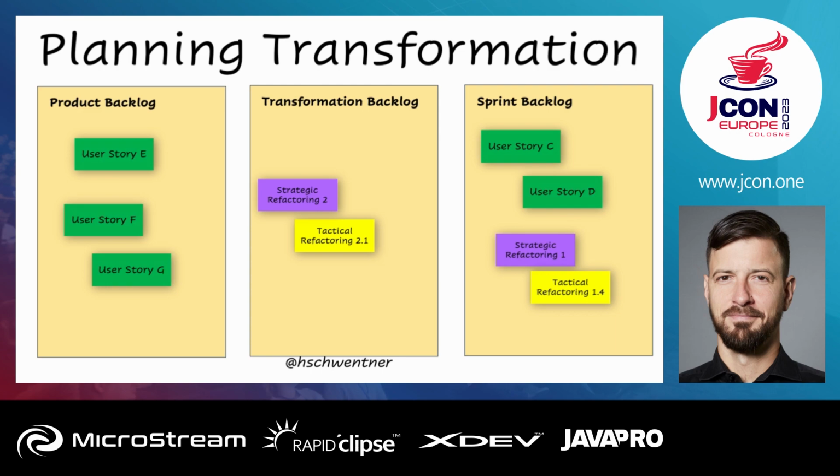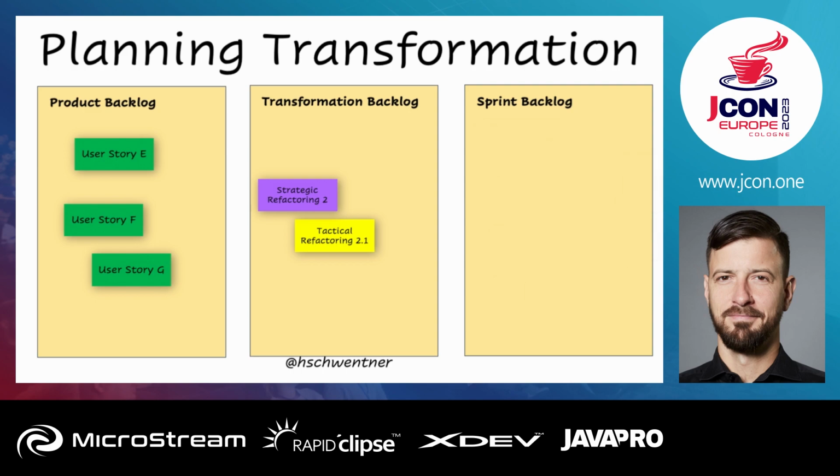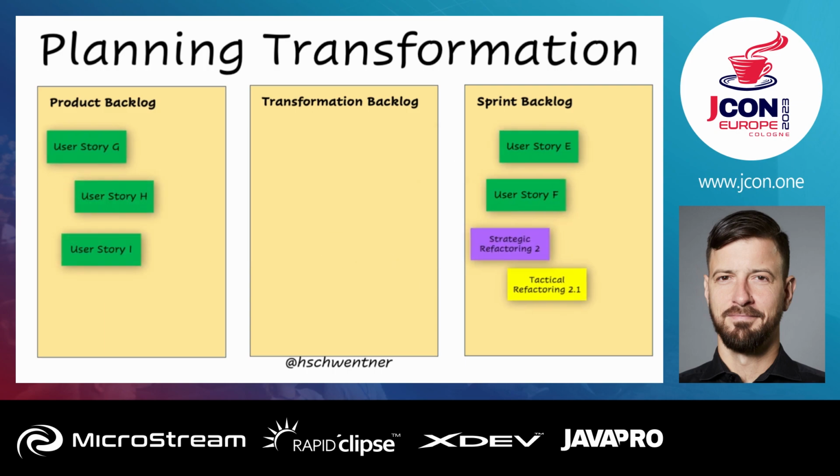That's why we need the tactical refactorings, the small things here. And maybe eventually we are doing all the tactical refactorings, then we are also done with the strategic refactorings. And so we move on, and then new stuff comes up. And it's a normal, agile process, here with Scrum ideas, right?